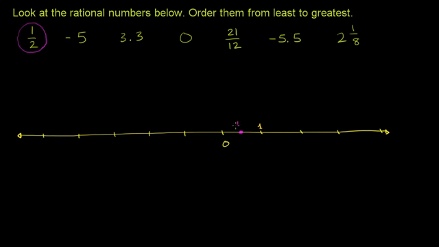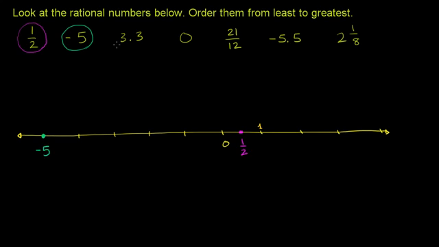Let me write that a little bit bigger. You probably have trouble reading that. 1 over 2, which is also 0.5. Anyway, that's where it sits. Then we have -5. This is -1, -2, -3, -4, -5. -5 sits right over there.